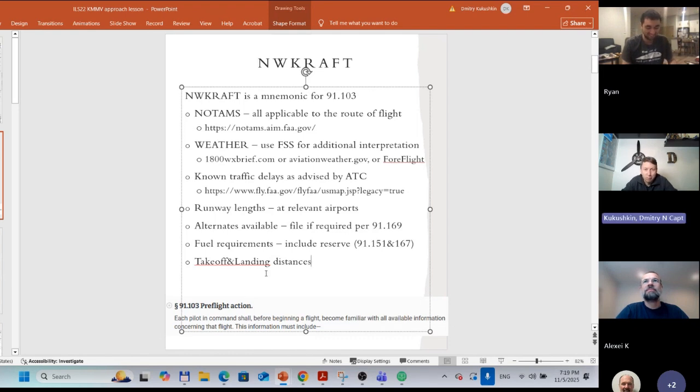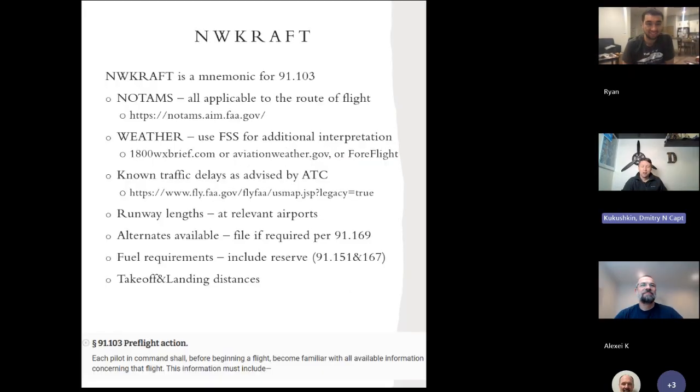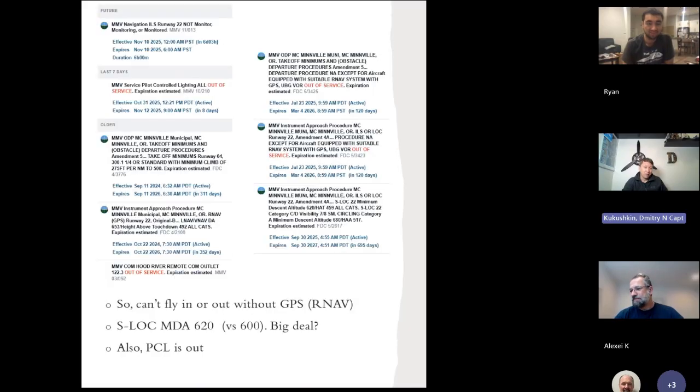Yeah, okay. So looking at your aircraft, looking at the performance you have, and making sure you know what to expect. Okay, so NOTAMs. As I showed in this example, although we're looking at an ILS approach, you can't actually fly that without a GPS system on board. Also, the straight-in localizer MDA is slightly higher, probably not a big deal, and pilot controlled lighting is out, but that's a short distillation of all the NOTAMs on the screen.